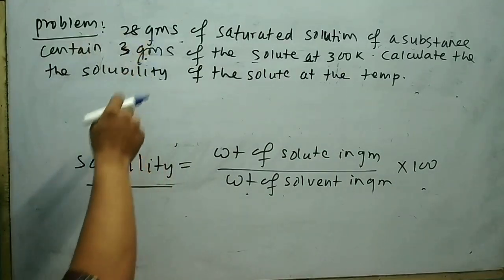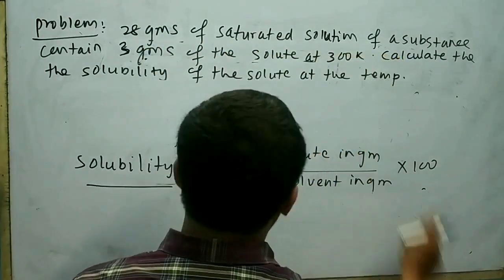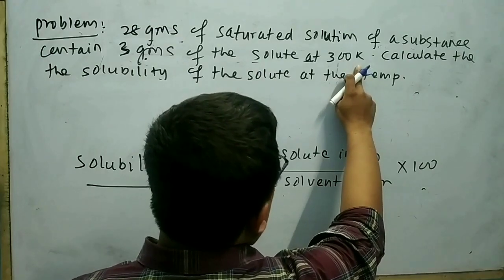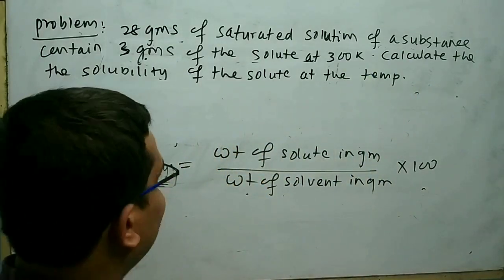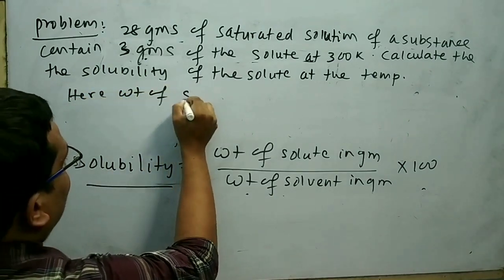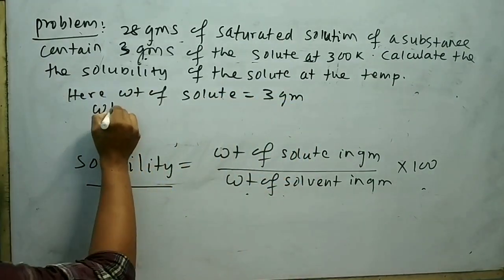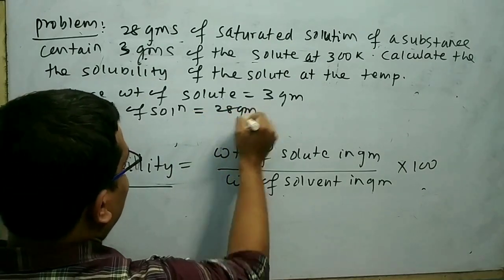Now I will solve a problem related to the solubility. 28 gram of saturated solution of a substance contains 3 gram of the solute at 300 Kelvin. Calculate the solubility of the solute at the temperature. Here weight of solute equal to 3 gram. Weight of solution is given, that is your 20 gram.